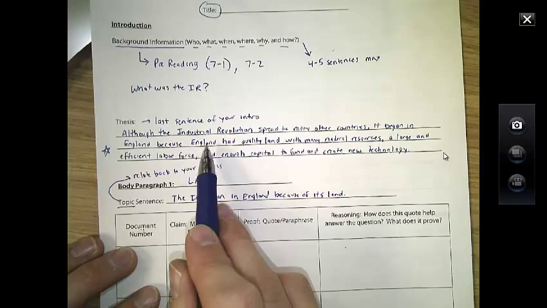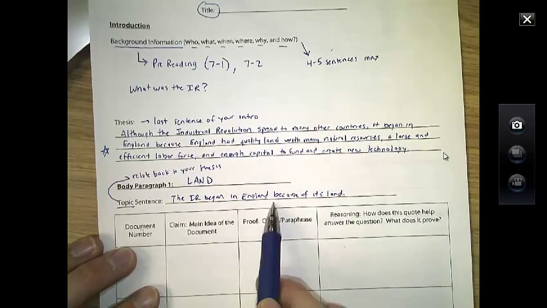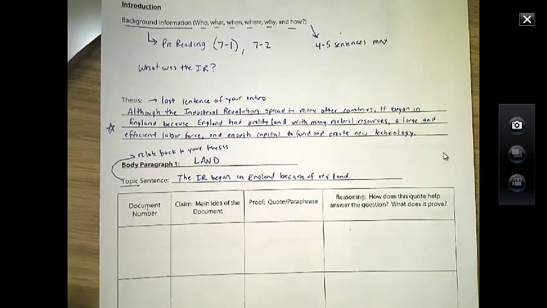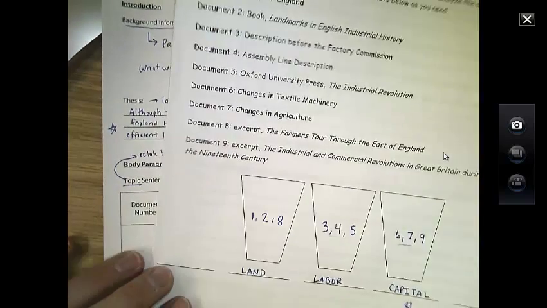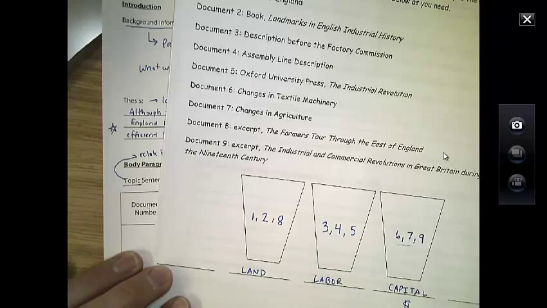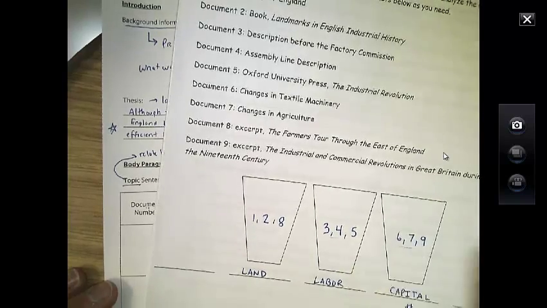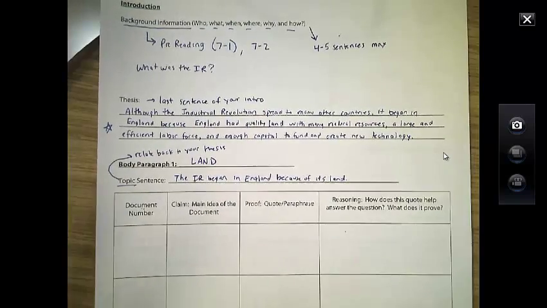Okay, very simple. It goes back to our thesis statement, which talks about the Industrial Revolution beginning in England. It also tells us we're going to be talking about land. Okay, now if we look at our buckets, we said that we're going to use documents 1, 2, and 8 to prove that land helped the Industrial Revolution start in England. We are going to ask you guys to use at least 6 of the 9 documents in this.